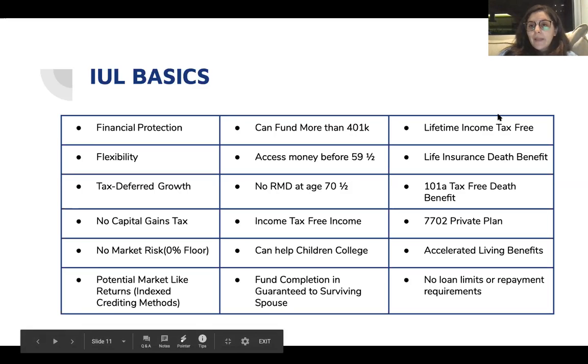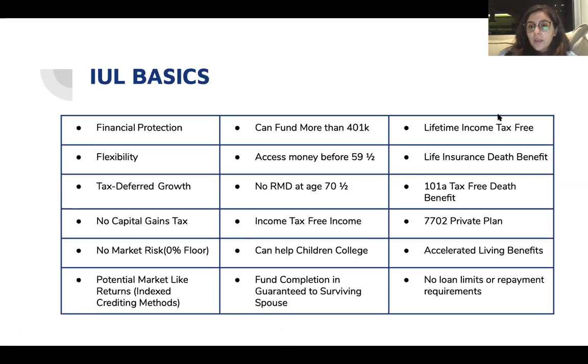We already talked about lifetime income, which is tax-free. Life insurance death benefit. 7702 private plan. Yes, accelerated living benefits, which some of the companies offer, and no loan limits or repayment requirements. Okay, interesting.